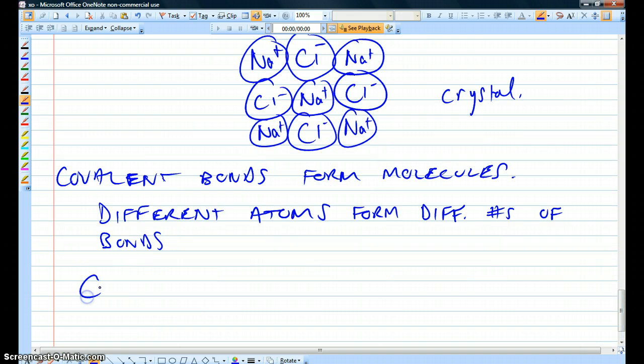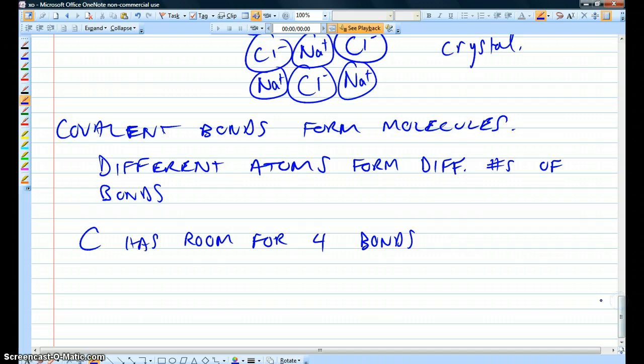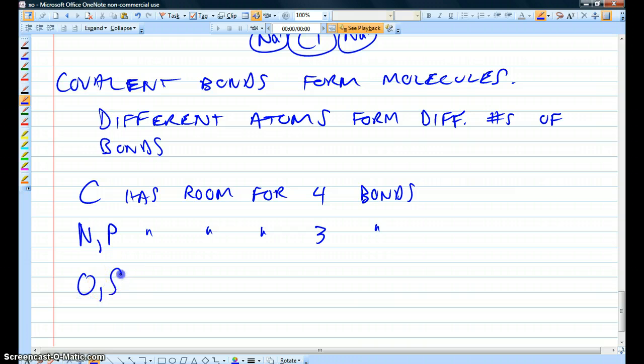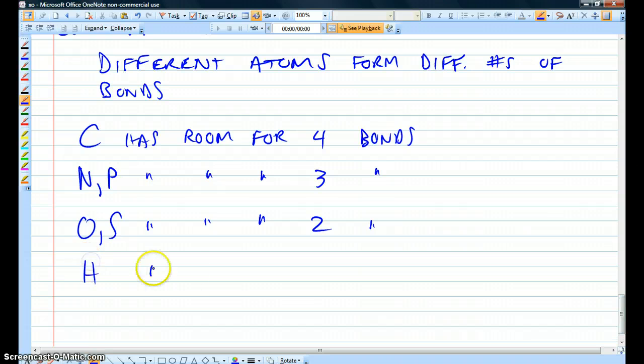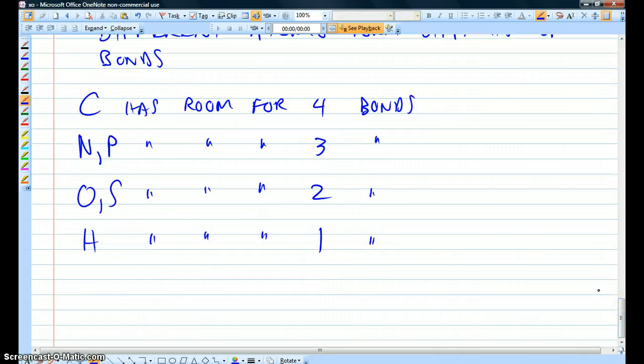All right? Carbon has room for forming 4 bonds. All right? Nitrogen and phosphorus, they have room for forming 3 bonds. Oxygen and sulfur, they have room for forming 2 bonds. And hydrogen has room for forming only 1 bond. And this is why we hear that carbon forms 4 bonds and nitrogen and phosphorus form 3 and oxygen and sulfur form 2 and so on.